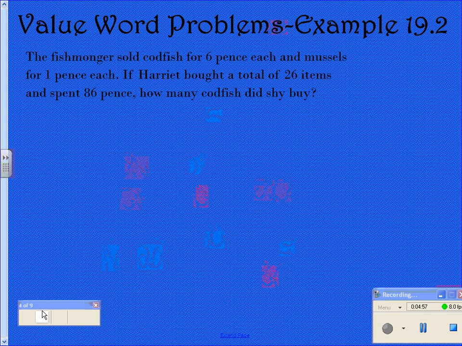All right. The fishmonger. Do I care what a fishmonger is? No, not really. He sold codfish for 6 pence each and mussels for 1 pence each. Does it matter what a pence is? Not really. He sold codfish for 6 pence and mussels for 1 pence each. Does that make sense? If Harriet bought a total of 26 items and spent 86 pence, how many codfish did she buy?